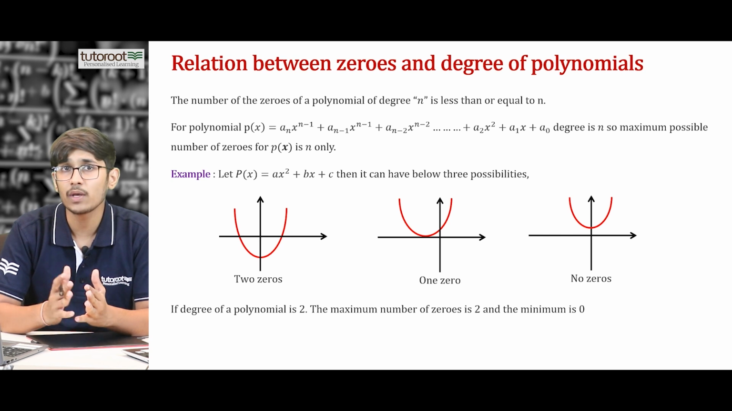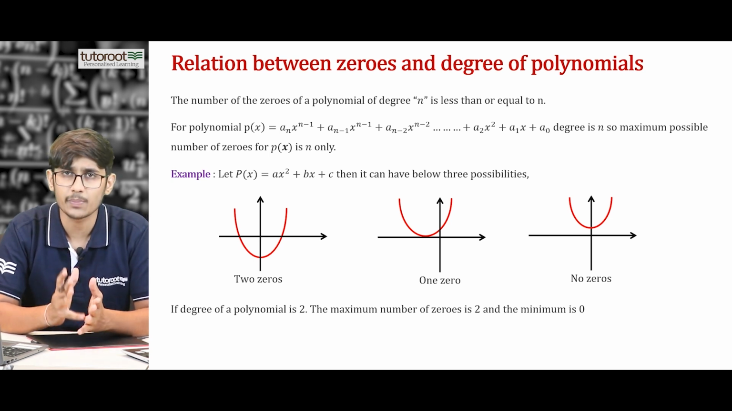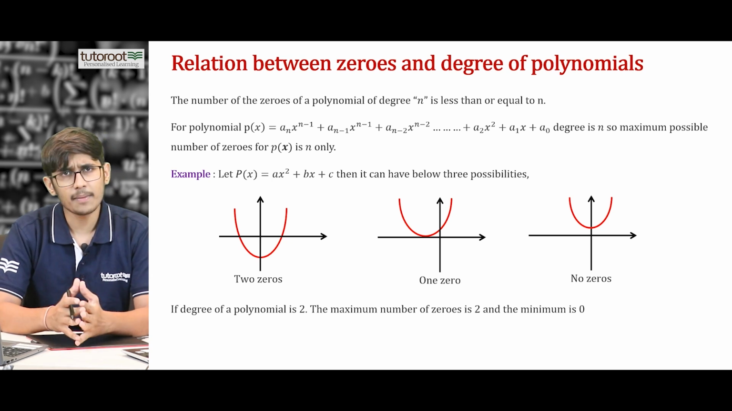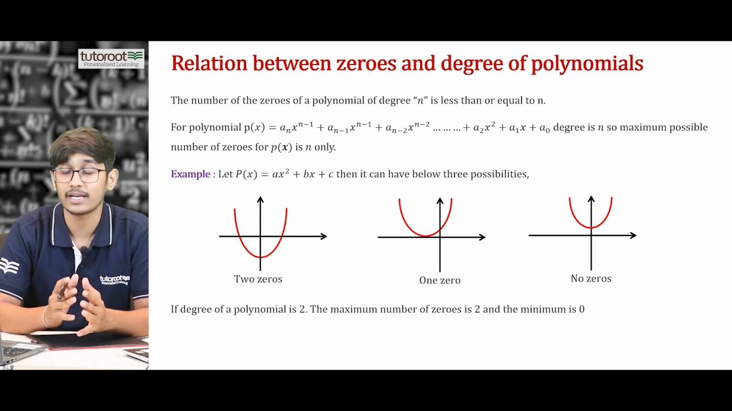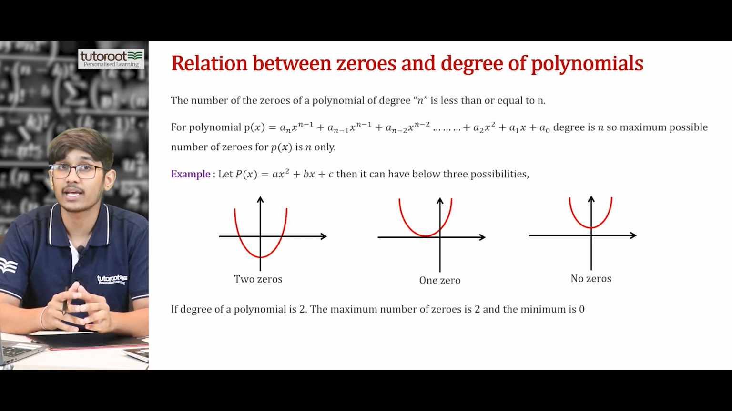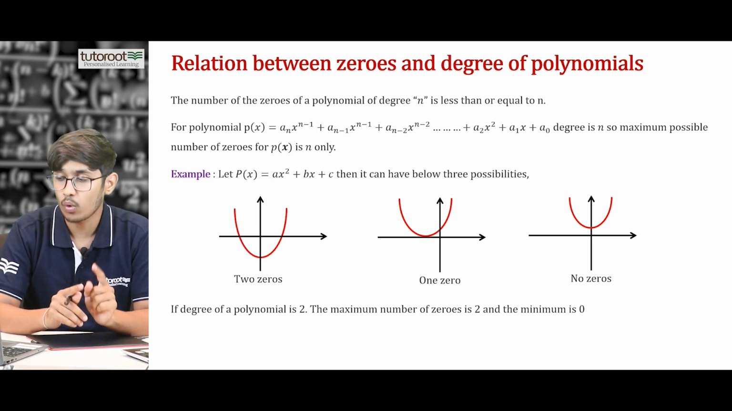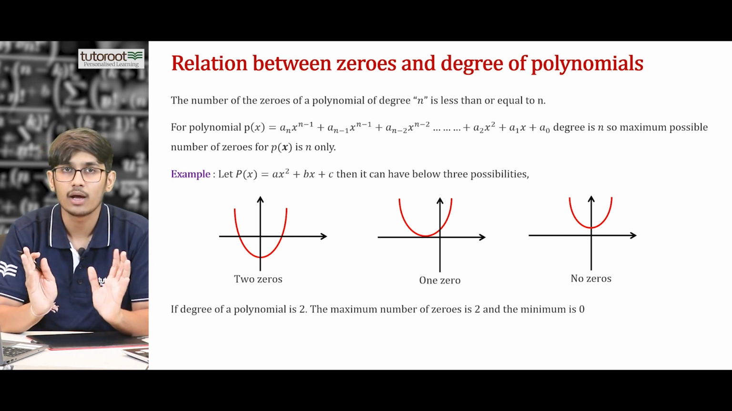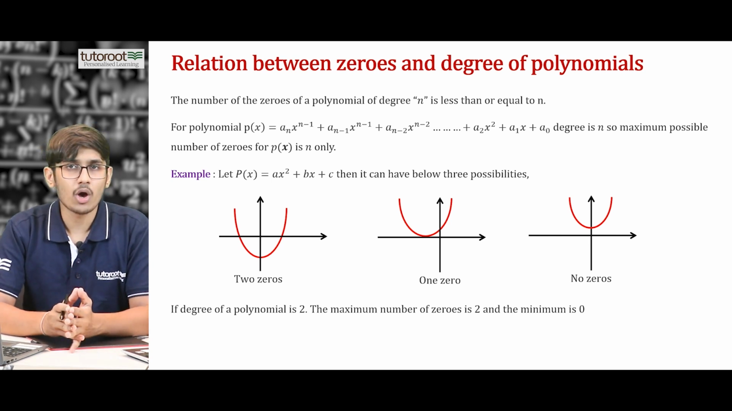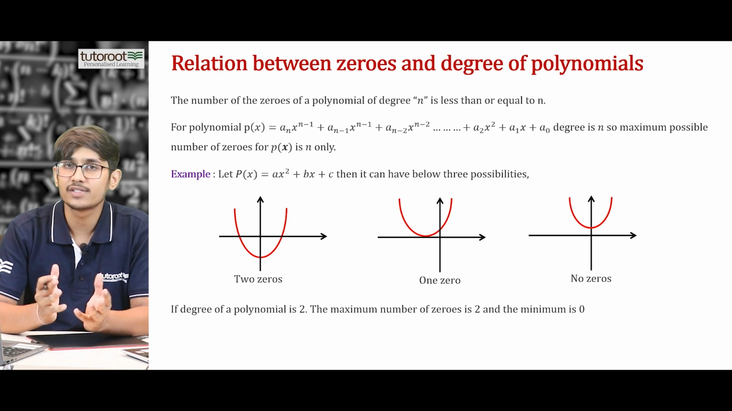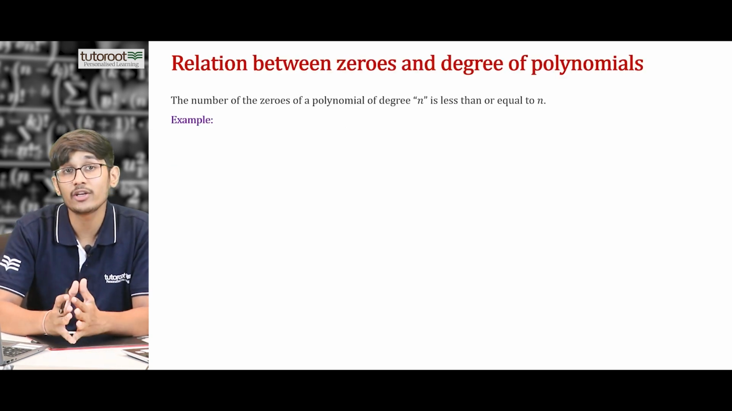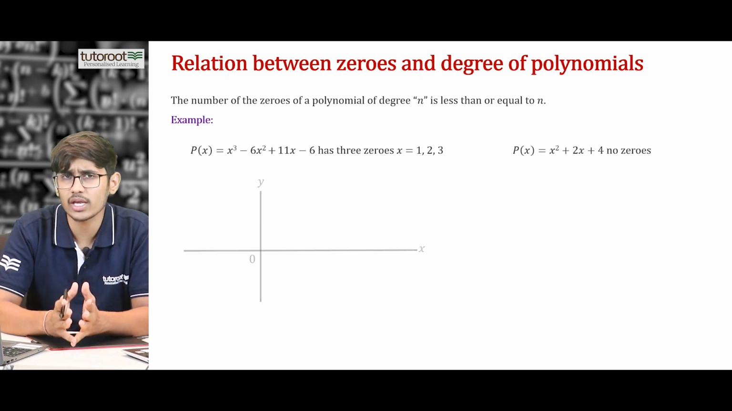For example, let p of x be ax square plus bx plus c, then it can have 3 possibilities: it can have 2 zeros, it can have 1 zero, and it can have no zeros, which are being shown in the graphs. If the degree of a polynomial is 2, the maximum number of zeros is 2 and the minimum is 0. The number of zeros of a polynomial of degree n is less than or equal to n.